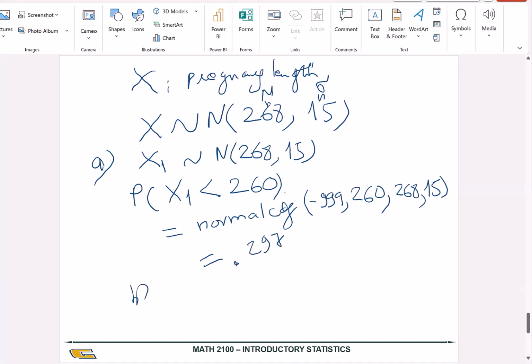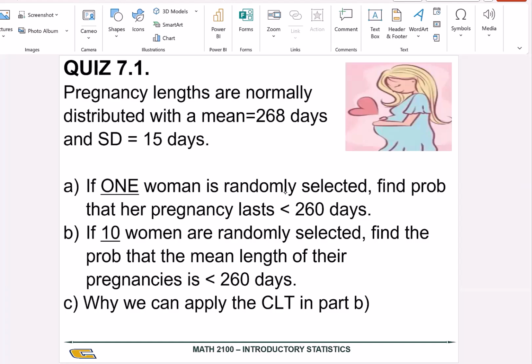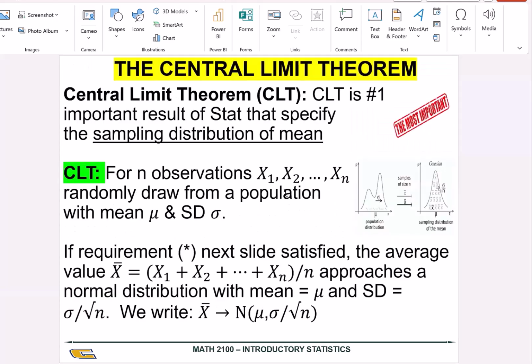What if now you have a sample of 10 women, randomly selected, and the probability the mean length of pregnancy is less than 268? In this case, you have 10 women, each of them has a pregnancy length, and you just calculate the average. So again, it comes back to the central limit theorem problem. We need to specify the distribution of X bar. For n observations, in this case n equal to 10, X1 to X10, randomly drawn from a population with mean mu, in our case 268, and standard deviation sigma, in our case 15.